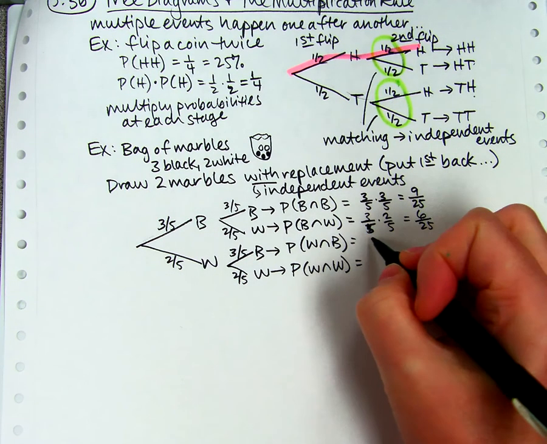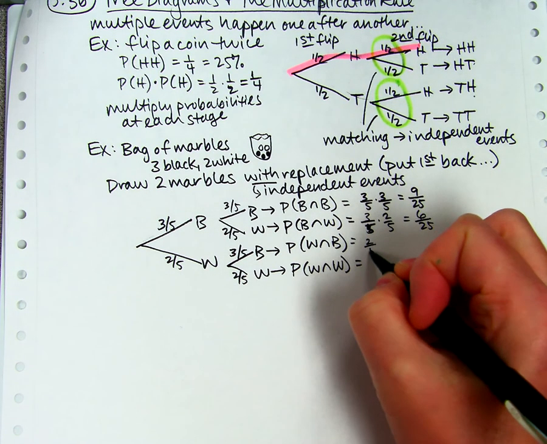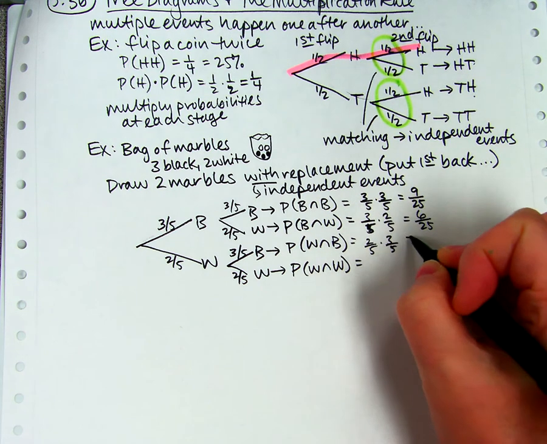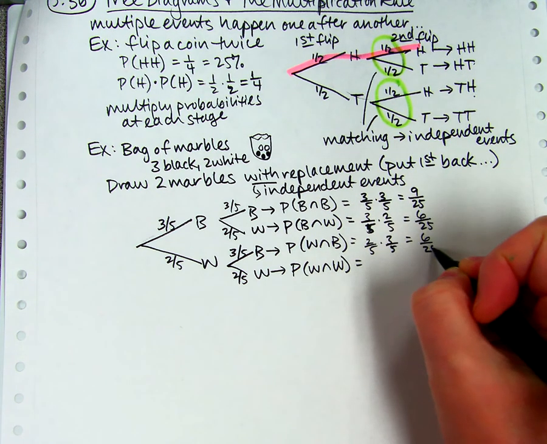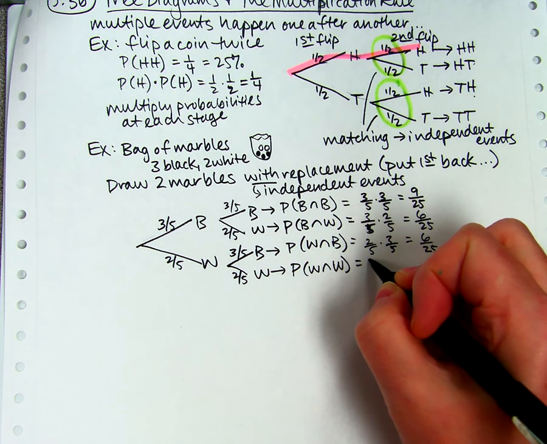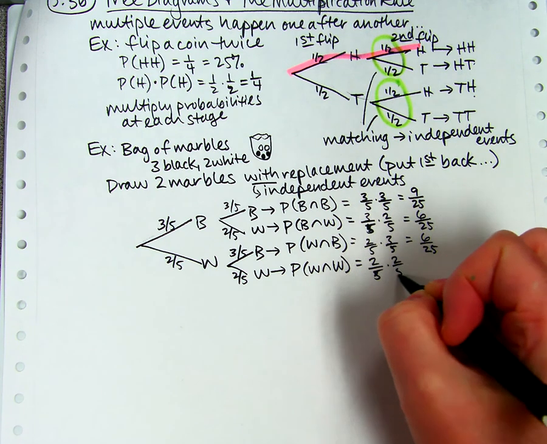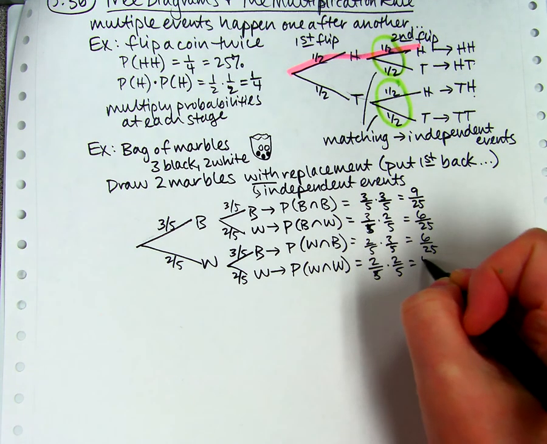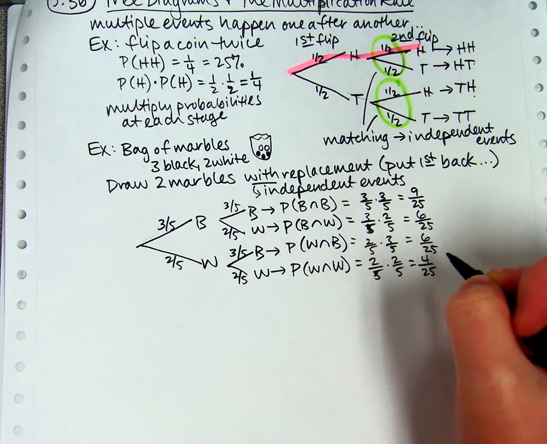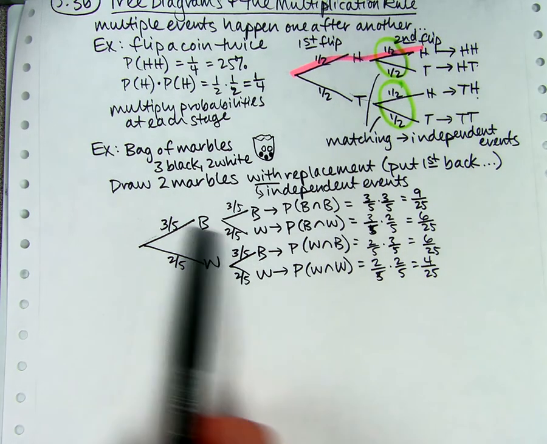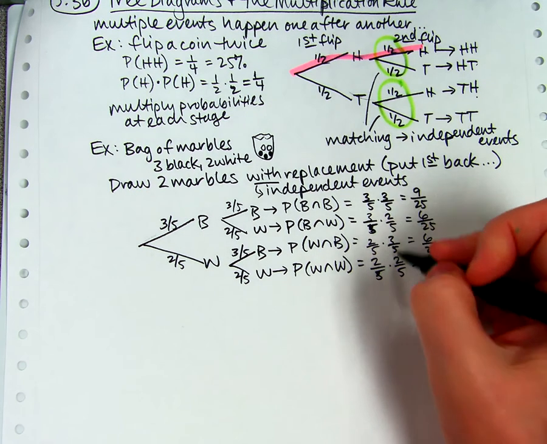White and then black would be 2/5 times 3/5. Notice that's backwards of what we just did, but it's the same answer. It's still 6/25. And then white and white would be 2/5 times 2/5. So this time I'm showing work probably slower than you need because you're experienced people and you know that you can multiply and multiply and multiply. So we're just multiplying the fractions.